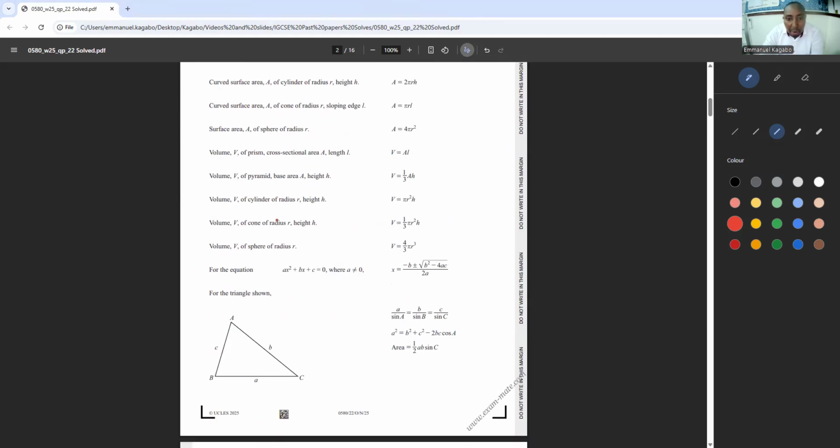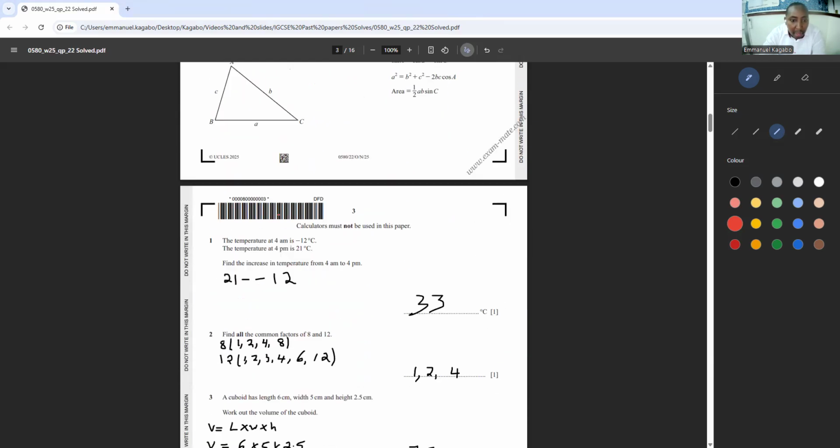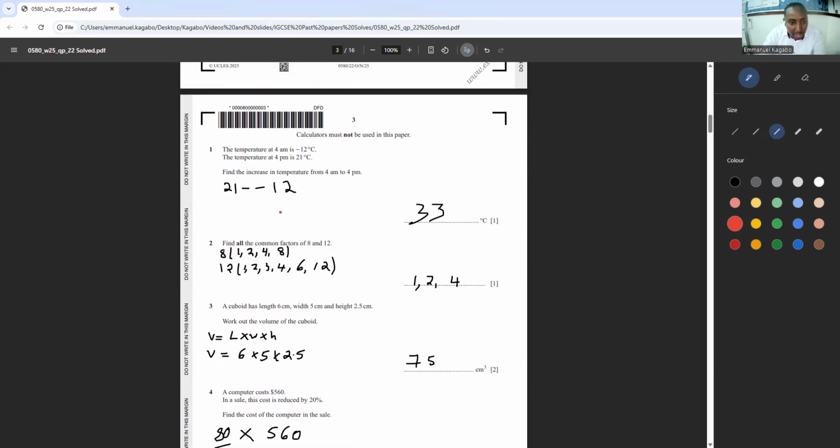Good. Now, the formulas, as usual, are always given. But I always advise students that it is very important and vital to know the formulas in your head. It's easier when you're interpreting the questions. But in case you forget something, just check the cover page or the first page where the formulas are given.